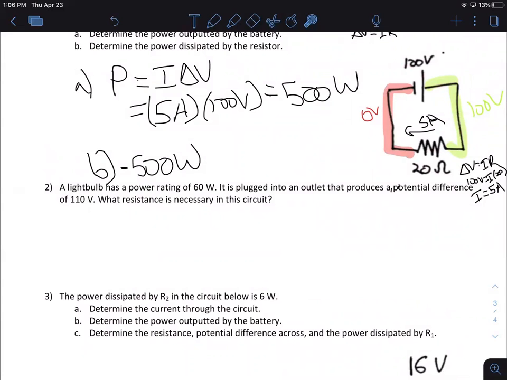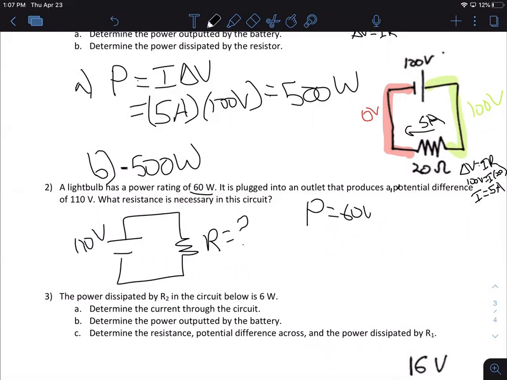All right. A light bulb has a power rating of 60 watts. It's plugged into an outlet that produces a potential difference of 110 volts. What resistance do I need in this circuit? So it's just looking for the overall resistance, so I can pretend I have this simple circuit, 110 volts, and my equivalent resistance here. What does that need to be? And I have a power of 60 watts for this light bulb.